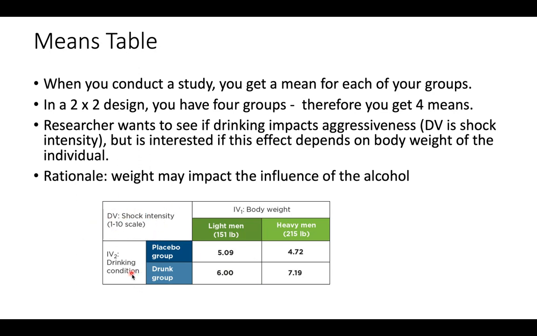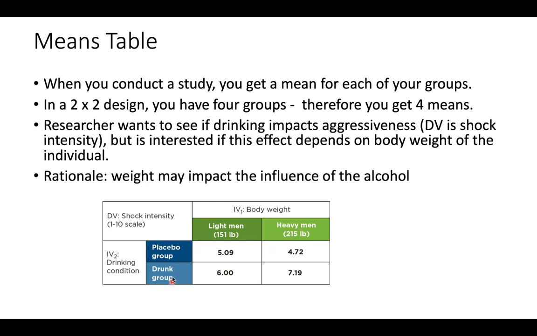But we think that drinking might also be impacted by body weight, that there might be something going on with an interaction between how much you drink and your body weight, both interacting to produce your aggression of shock intensity. So we want to include both of these variables. We define our levels for body weight as men who are light, who are around 150 pounds, versus men who are heavy, who are around 215 pounds.